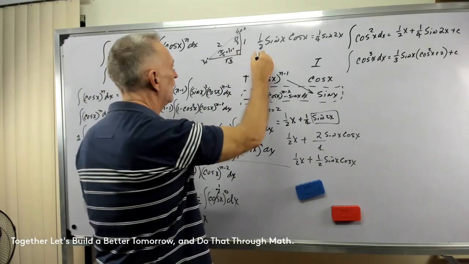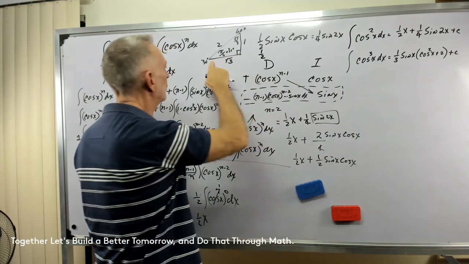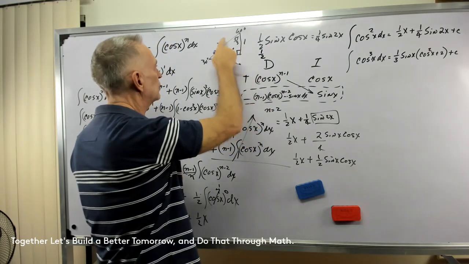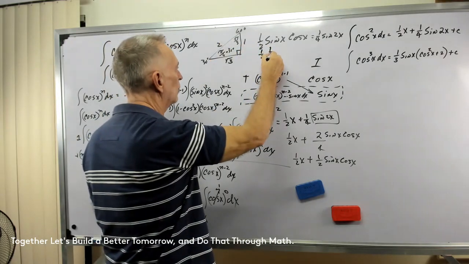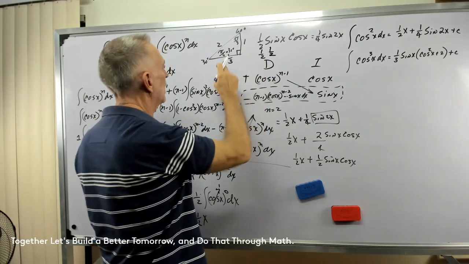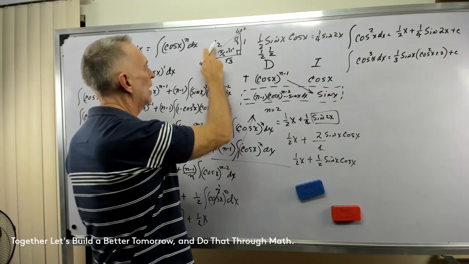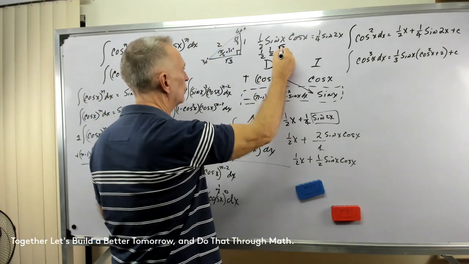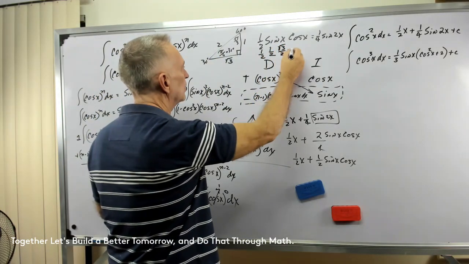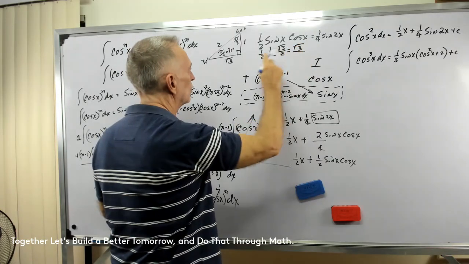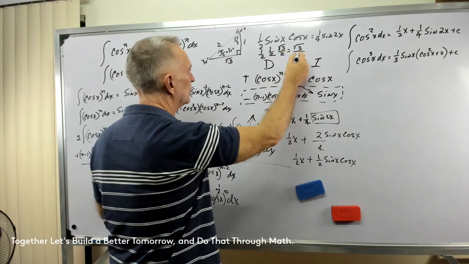Okay, so I have 1/2 sine of 30, which is opposite over hypotenuse, so that's 1/2. Cosine of 30, which is adjacent over hypotenuse, which is square root of 3 over 2. So this is square root of 3 over 2 times 2 is 4 times 2 is 8.